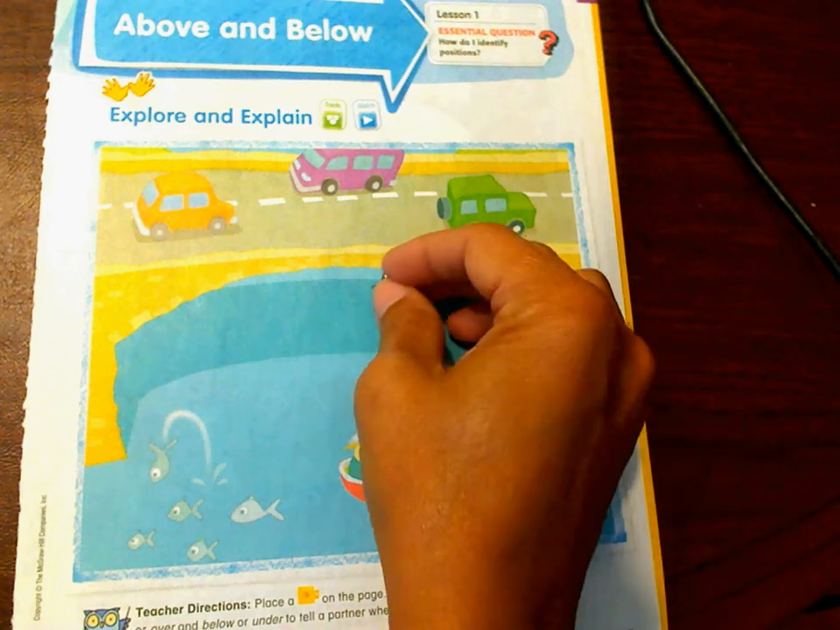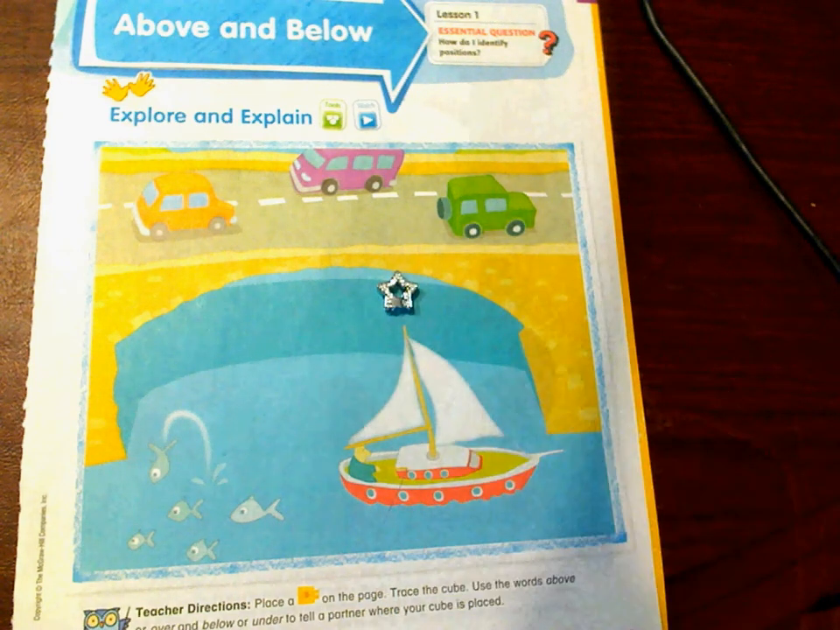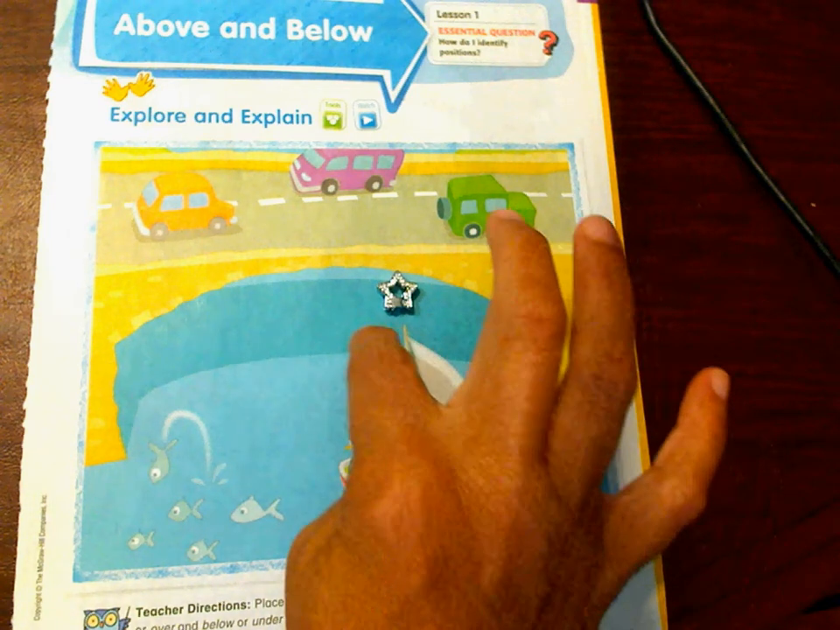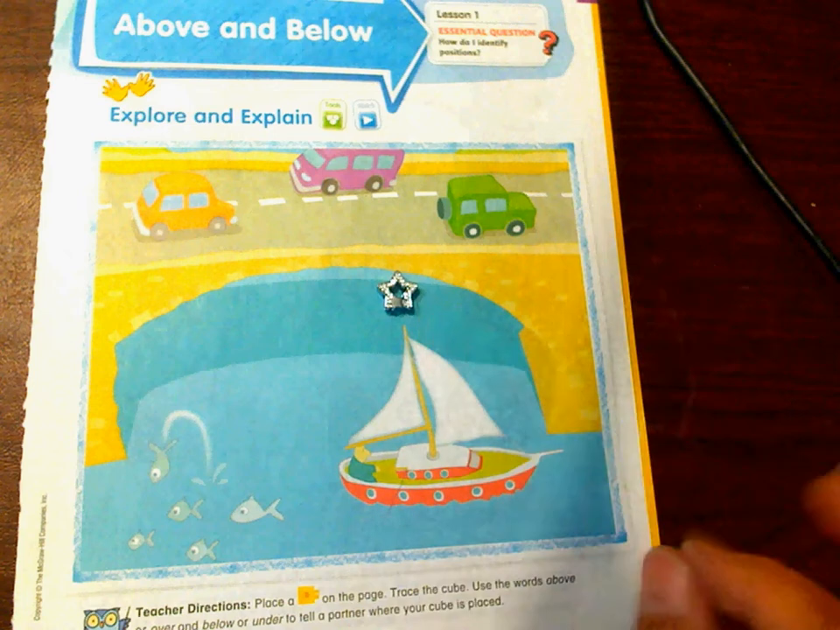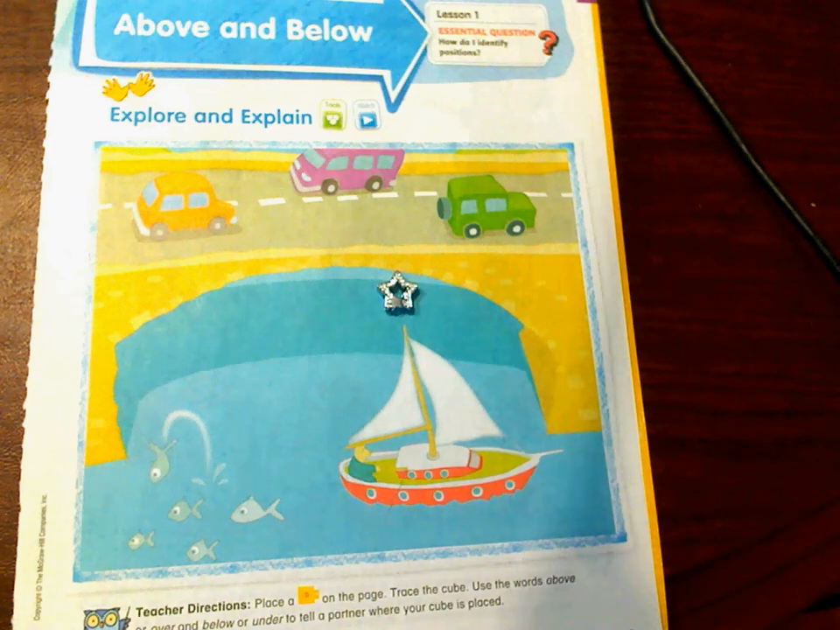Now, if I put it here, where would we say that star was? We would say that that star is above or over, above. So again, I want you to notice it is not touching it. It's very important to know when something is above or below, it is not touching the object.